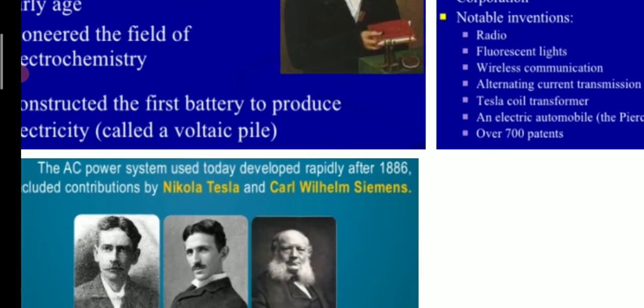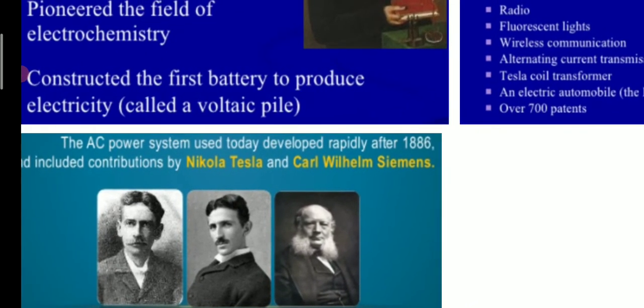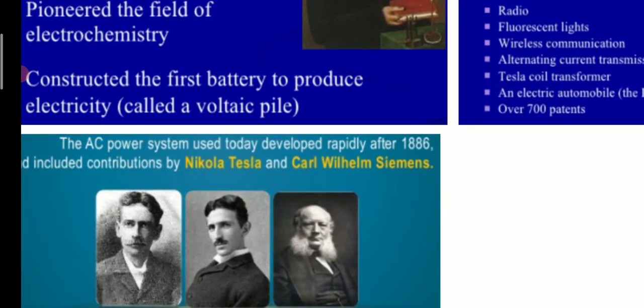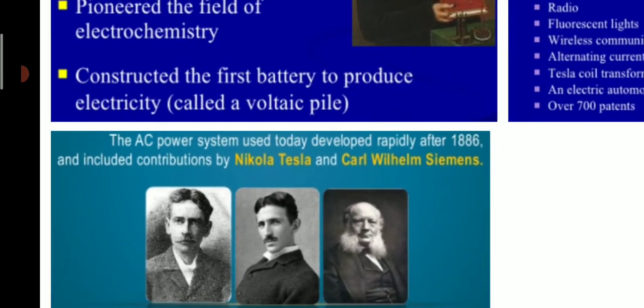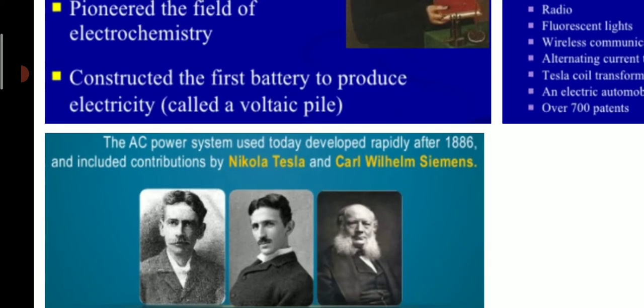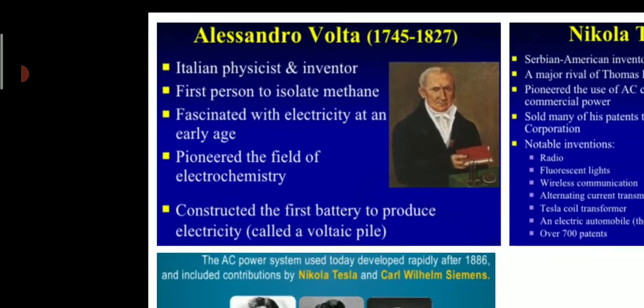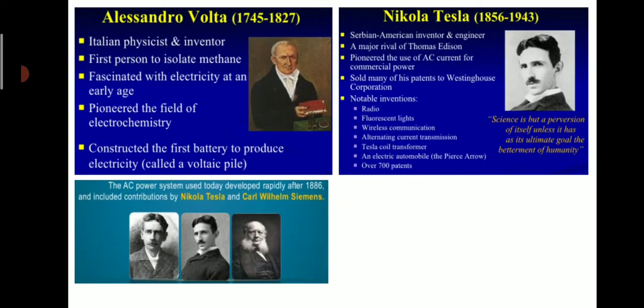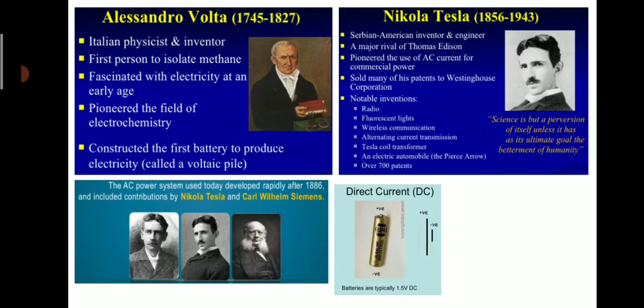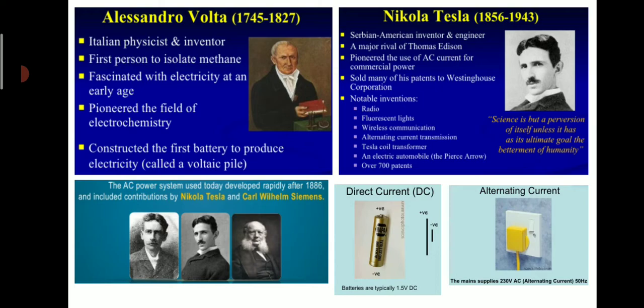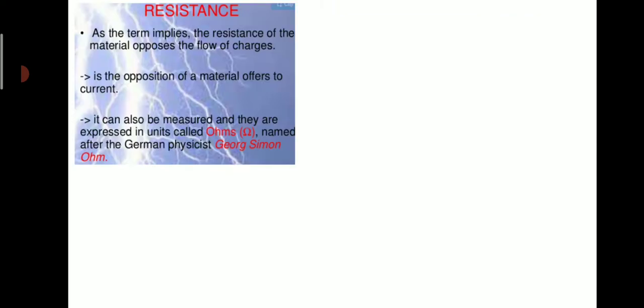Another scientist you will see here, Siemens. The AC power system used today developed rapidly after 1886 and included contributions by Nikola Tesla and Carl Siemens. So, this is the third scientist, Siemens. So, this way we can have DC current represented by a battery and alternating current by our switch.